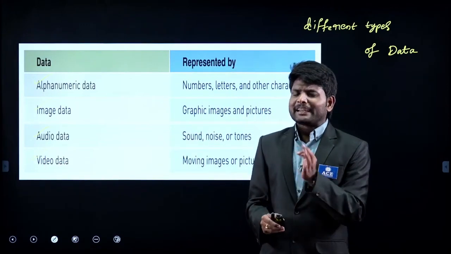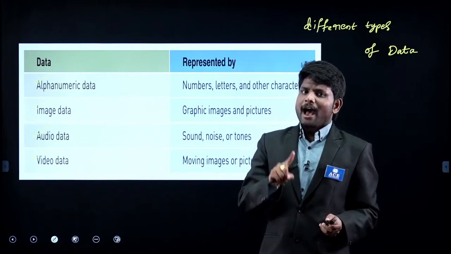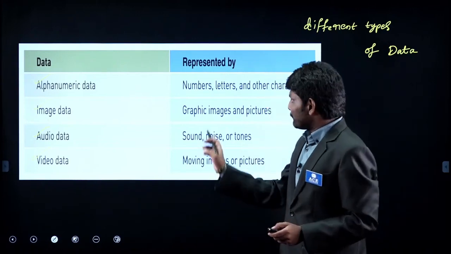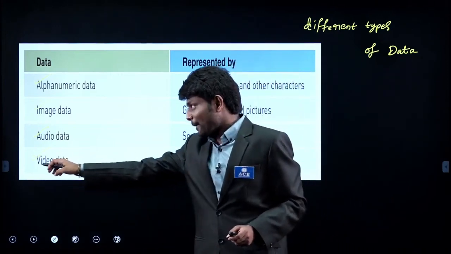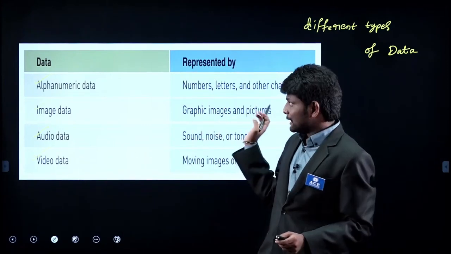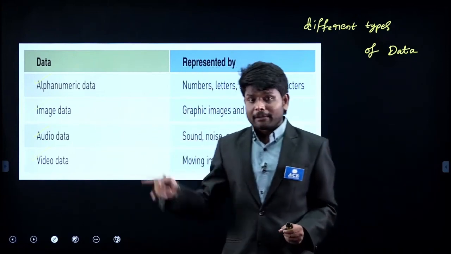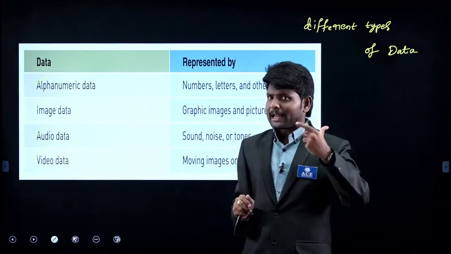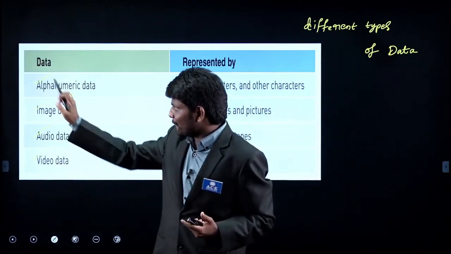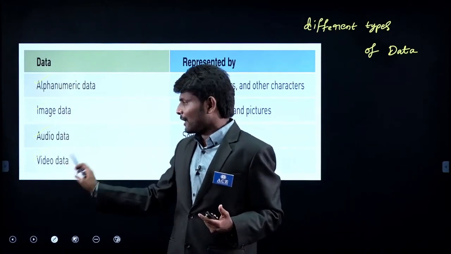Even though they look very trivial, let me tell you, when they ask you a question, if they say graphic images or pictures, you may mistake that it is part of video data, but it is part of image data. Even though these are very trivial, you may commit mistakes. That's why I have listed these things here. What are the different types of data? It can be alphanumeric data, image data, audio data, or video data.